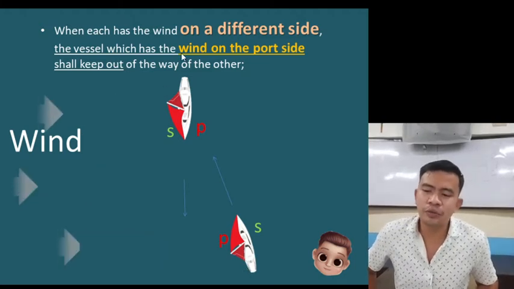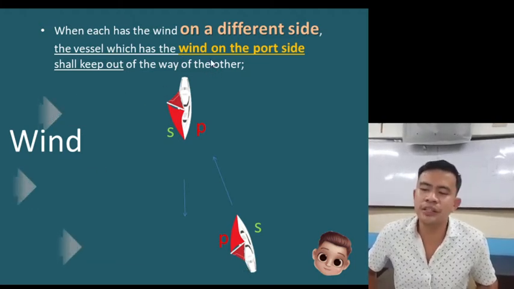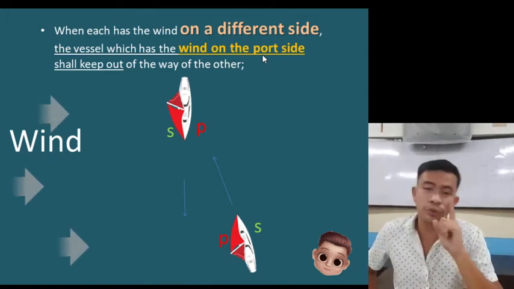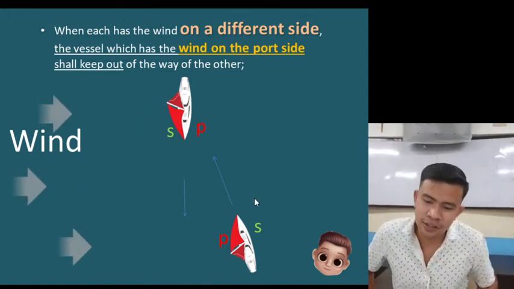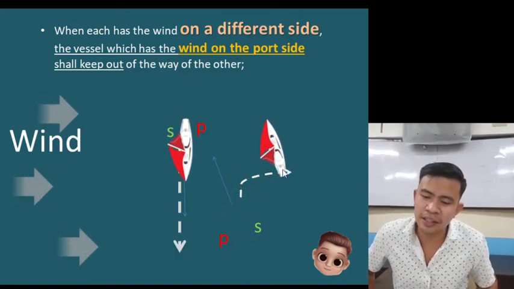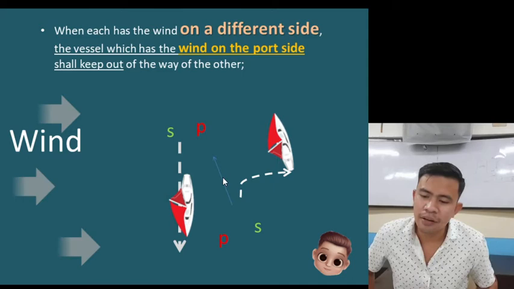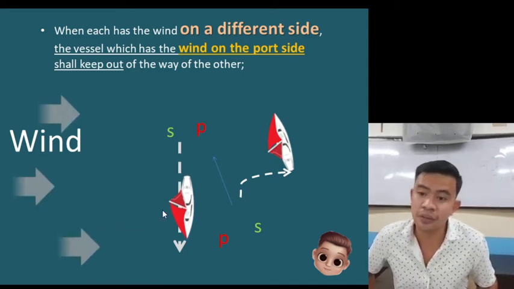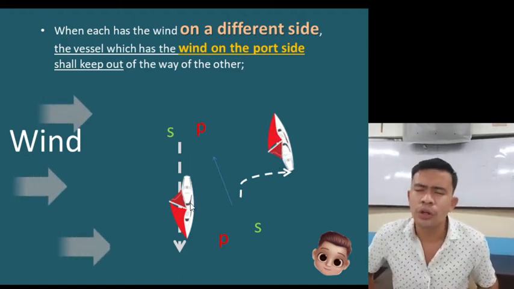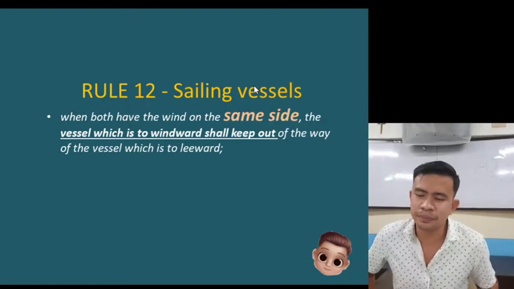Now, it says in the rule that if you have the wind on the port side, you are the one who will keep clear. So, in this illustration, the one who will keep clear is ito, kasi meron siyang wind sa port side niya and this one is on the starboard side. So this one, ang tawag natin sa kanya is the giveaway vessel and this one is the stand-on vessel. Later on, we will discuss that one.